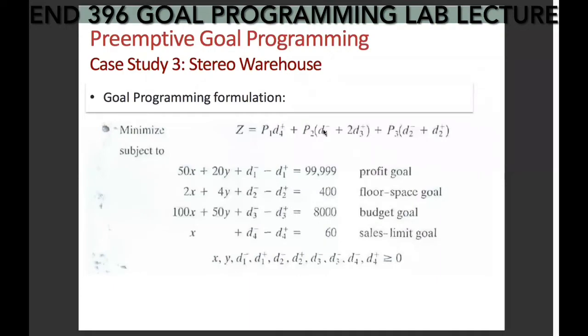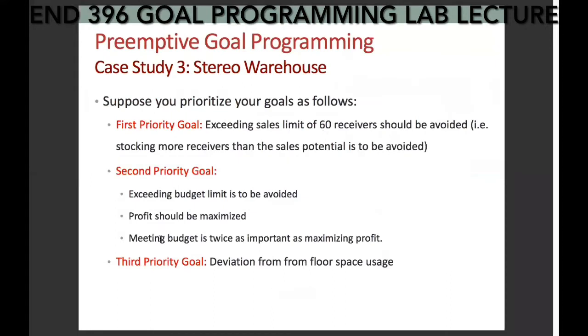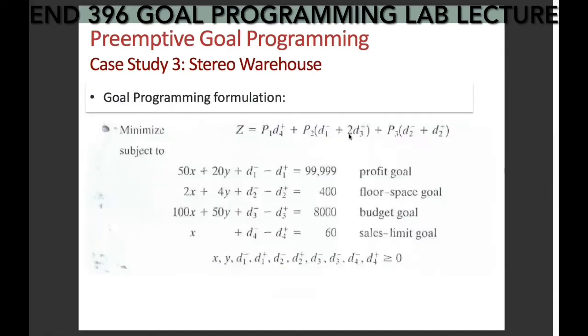And there is one more piece of information in the description of the goal. It states that meeting budget is twice as important as maximizing profit. So the budget penalty should be twice as large as the profit deviation penalty. That's why here we multiply D3 plus by 2 and we multiply D1 minus by 1, and then multiply all these by the rank of the corresponding goal. This is the non-preemptive version of this problem.